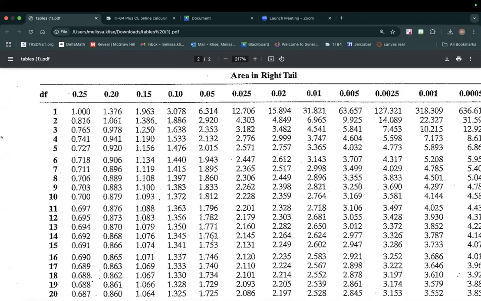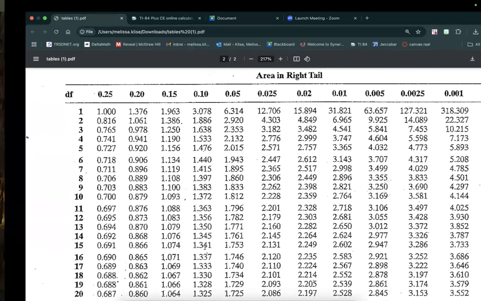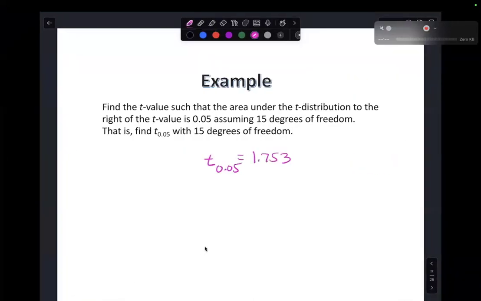So it's 1.753. Yes, we will when we're finding our t-value. Okay, thank you.